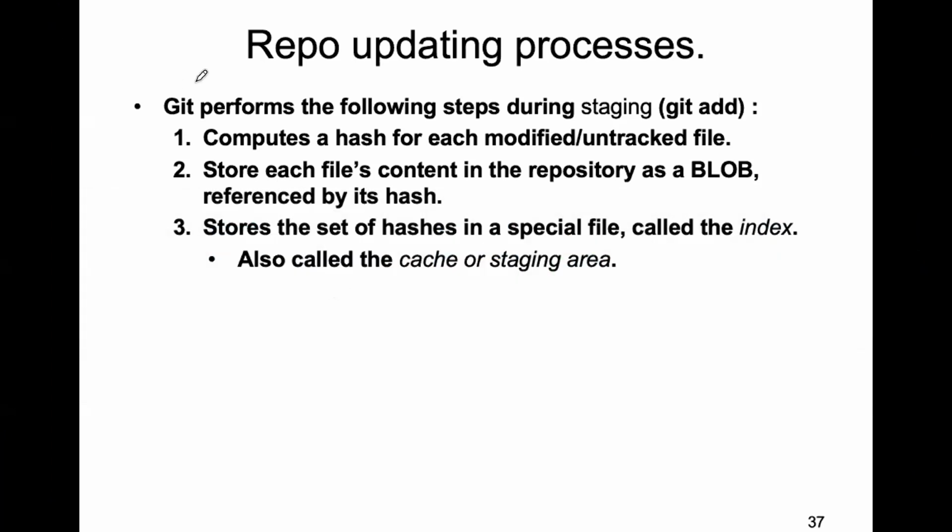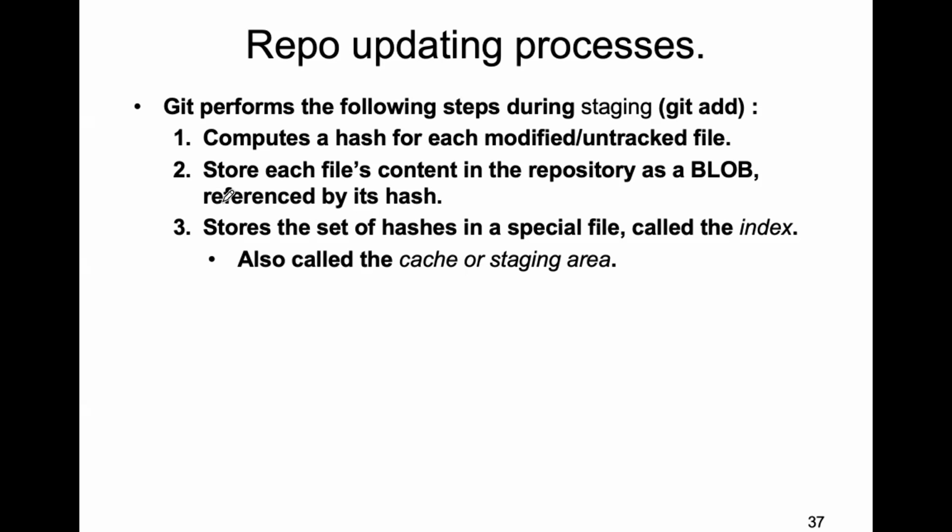So here I'm saying, what actually happens when we do a staging? Staging, remember, is when you do the git add command, and I'm breaking down here exactly what happens. The first thing is it computes the hash value for every file that is tagged as being modified or untracked. And we know what that means now. So it computes a hash value for each modified or untracked file in your working area. It actually stores those files as objects in the repository. So it does put them into the repository at the staging stage.